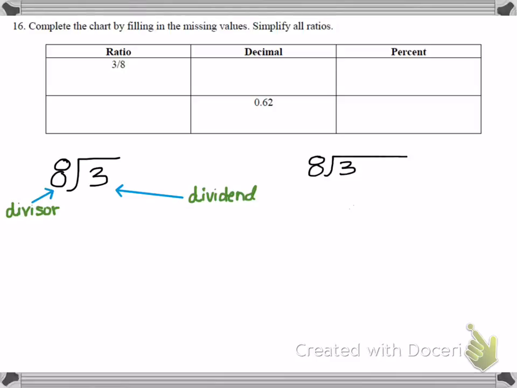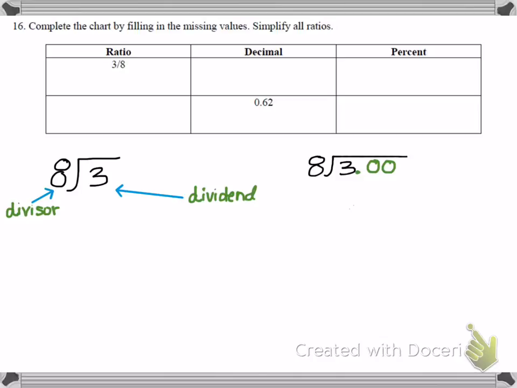Let's set up the long division problem. Now, I can tell that 8 is not going to go into 3 evenly. So I'm going to add a decimal point and a couple of zeros. So now instead of 3, I have 3.00. This will allow me to complete my long division.